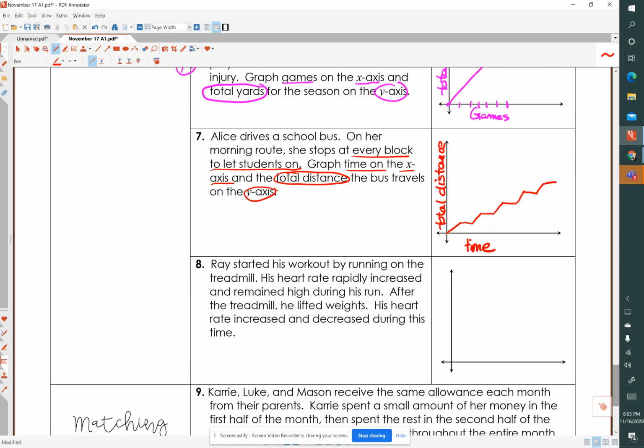So now Ray started his workout by running on the treadmill. This is about his heart rate. His heart rate rapidly increased and remained high during his run. After the treadmill, then he lifted weights. His heart rate increased and decreased during the time that he lifted weights. So the information is not incredibly specific, okay? It's going to be a little bit tricky. We're going to put time on the x-axis, and we're going to put heart rate on the y-axis.